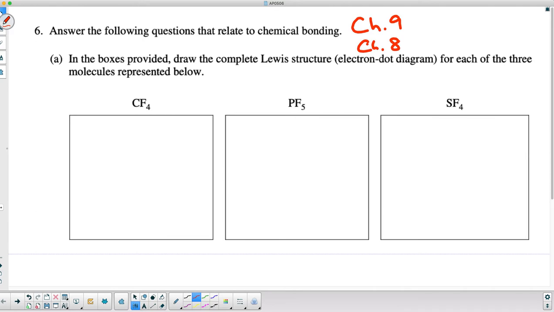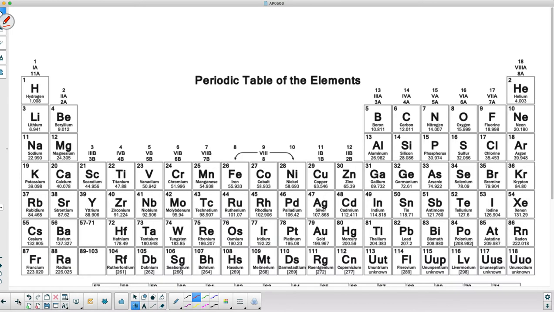Okay, so in the boxes provided, draw the complete Lewis structure. That means with the dots, right? The electron dot diagram for each of the 3 molecules represented below. Now, let's take a specific look at CF4, and I'm going to fast forward here to a regular periodic table. So the question becomes, how do I know what to do with CF4? Well, CF4 is going to look like this.